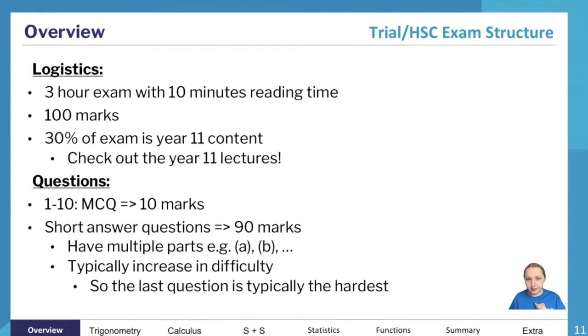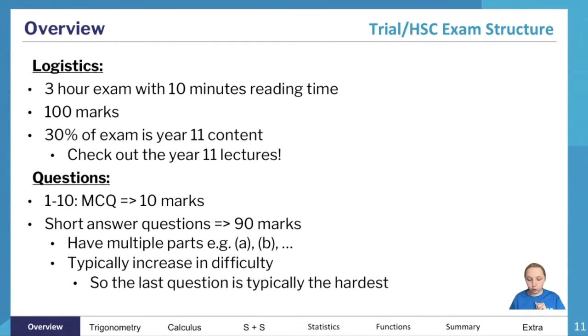On to some of the logistics, I guess, of your trial exams or your HSC exams in terms of their structure and the questions. So logistically, maths, or advanced maths, is a 3-hour exam with 10 minutes reading time, worth 100 marks, and approximately 30% of that exam does come from Year 11 content. So if you want, check out the Year 11 lectures.